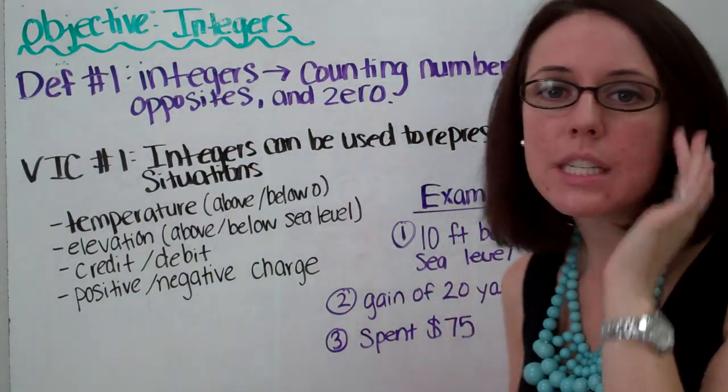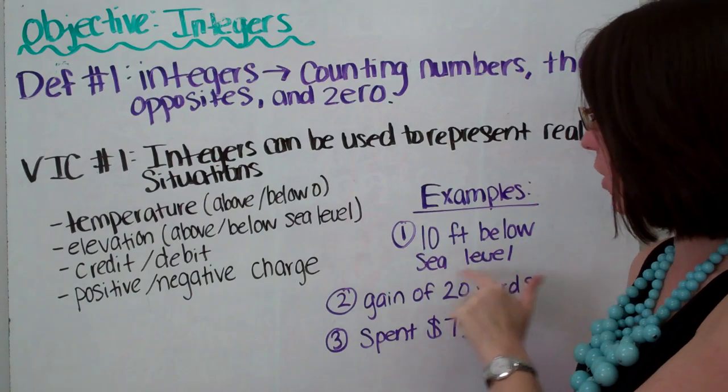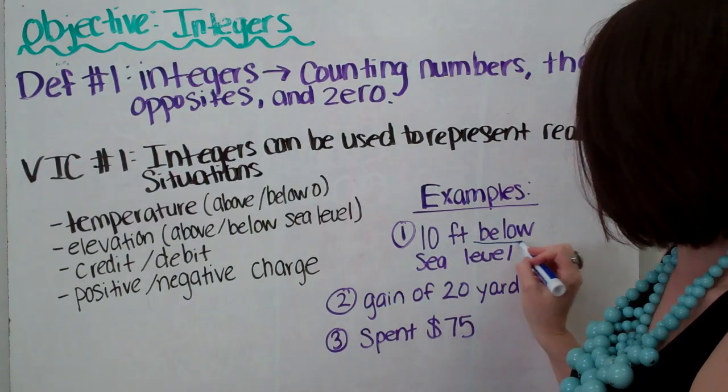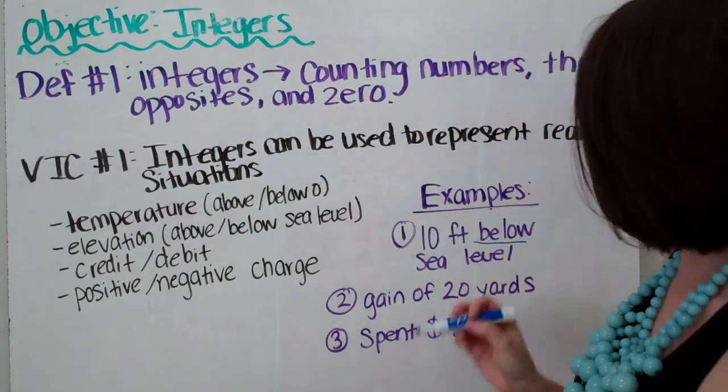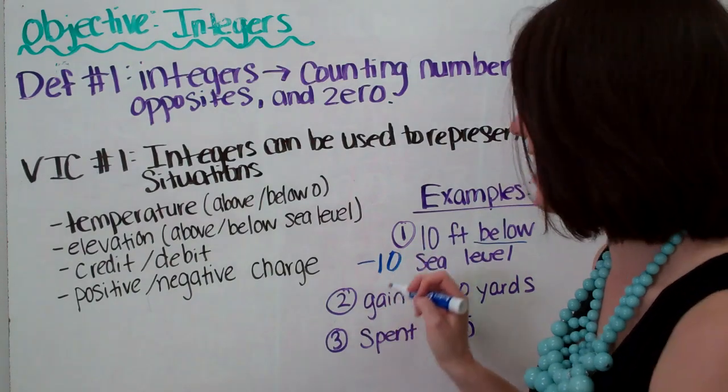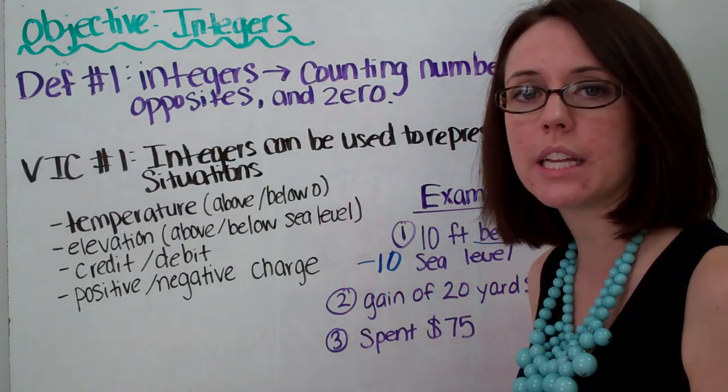Let's do some examples. 10 feet below sea level. The key word there is below. How do we represent that? We would write minus 10 or negative 10, 10 feet below sea level.